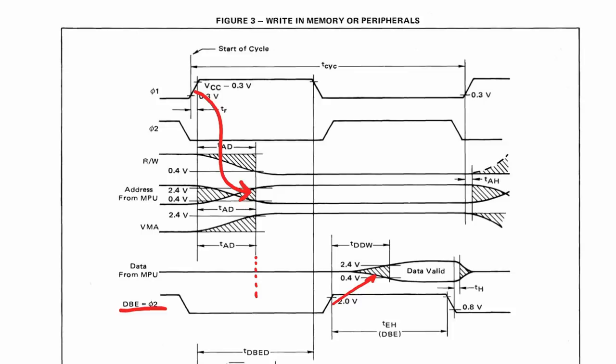So, output signals are changed by the CPU on the positive edge of phase one, and signals are read by the CPU on the negative edge of phase two. Good enough for the core CPU functionality that we want.